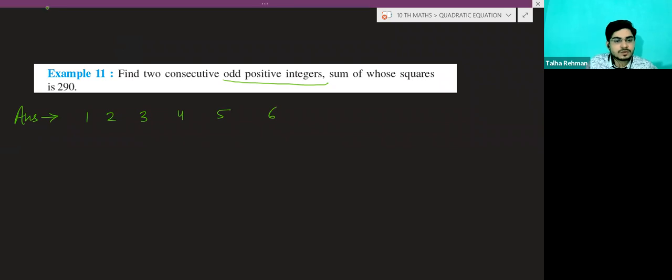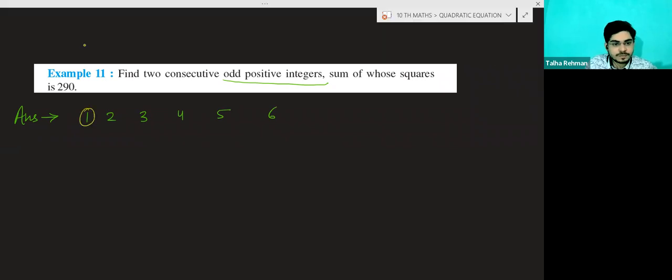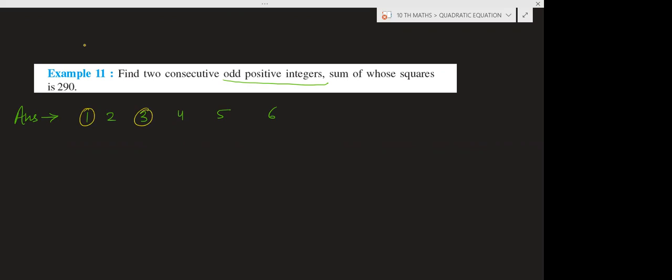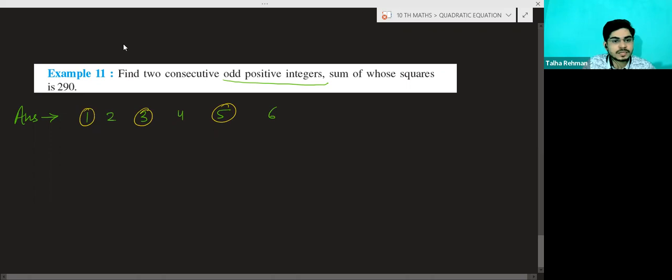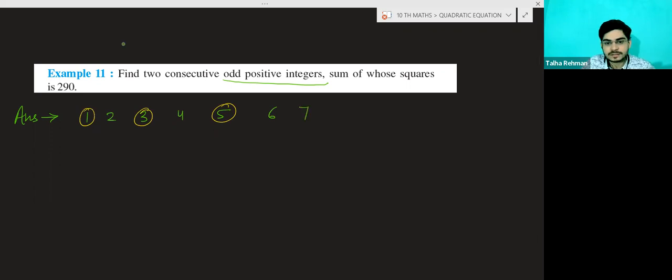Now, odd positive integer. This is an odd positive integer. This is an odd positive integer. This is an odd positive integer. So this is 1, and after that you are getting 3, and after that you are getting 5. If you further increase it, you will write here 7, here 9.